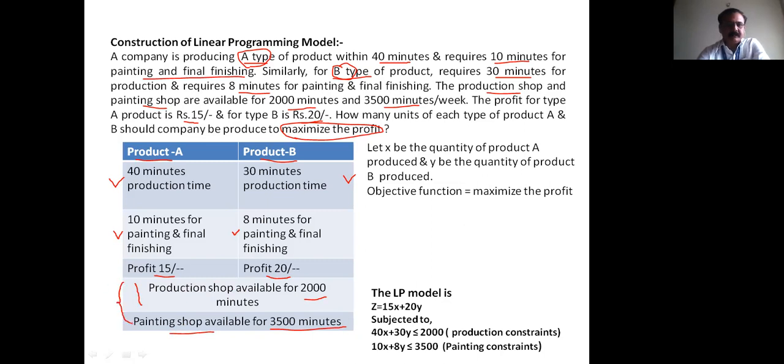These are the constraints. What is to be found? How many units of each product A and B should company B produce to maximize the profit? To maximize the profit is the objective function. Here, the objective function for the given company is to maximize the profits, and for that we are going to find out the quantities of product A and B that company B should produce, so that it will get maximum profit.